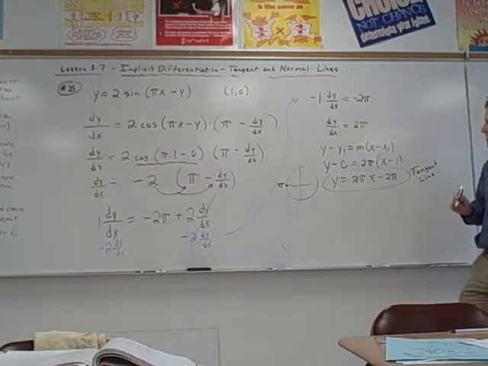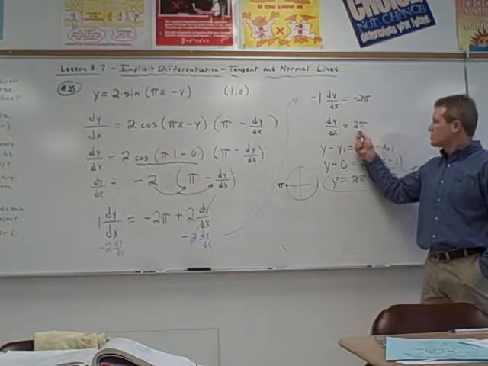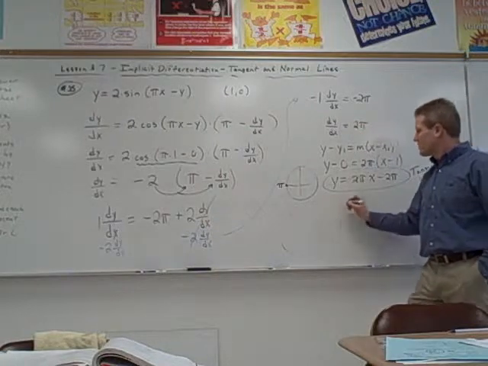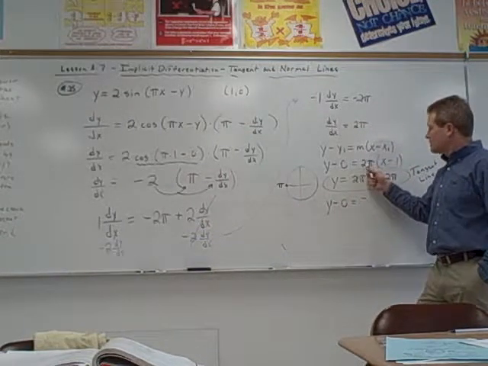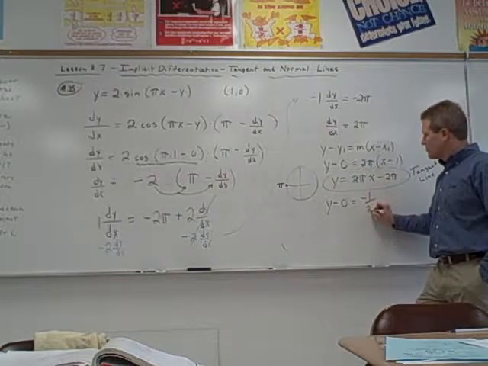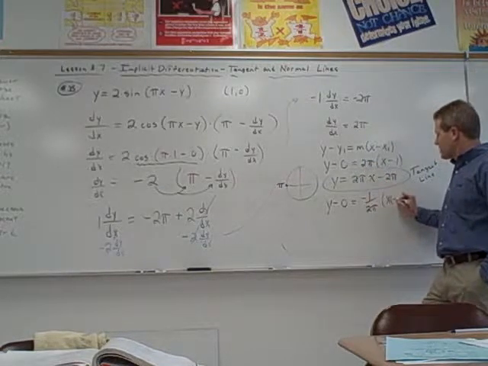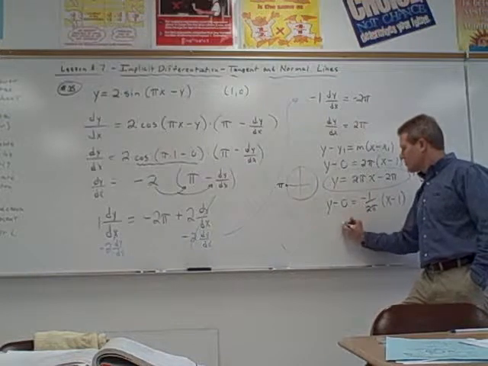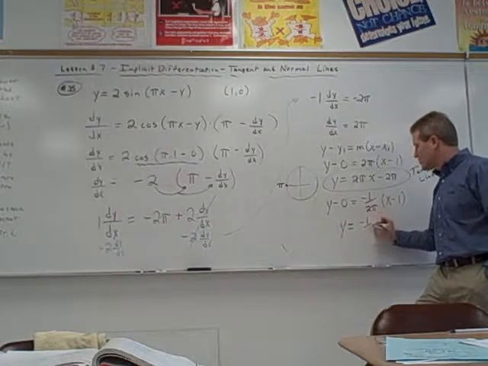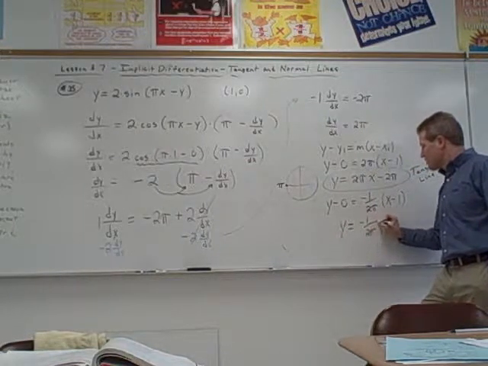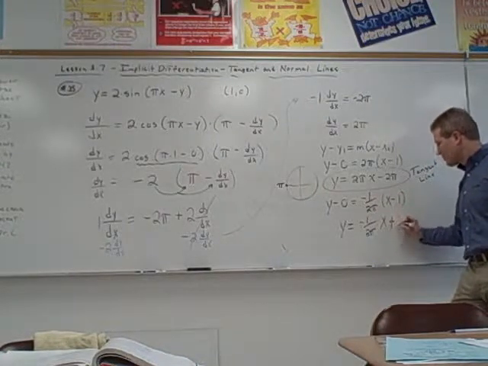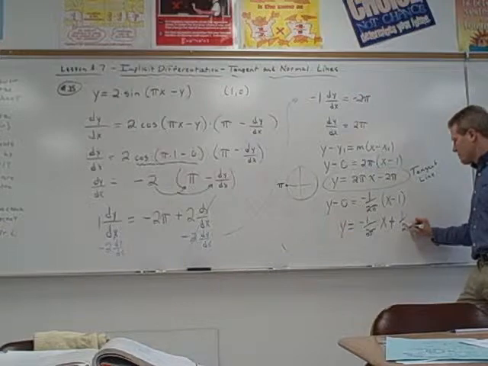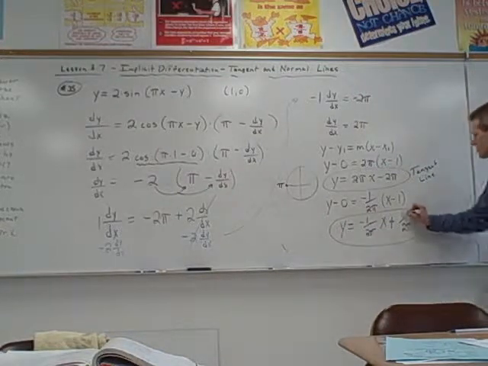To get the equation of the normal line, I just simply change the slope of 2 pi to its opposite reciprocal. So I'm going to have y minus 0 equals, this opposite reciprocal of 2 pi would be negative 1 over 2 pi times x minus 1, which if simplified would be y equals negative 1 over 2 pi x, actually negative times a negative, that would make that plus 1 over 2 pi. That would be the equation of your normal line.